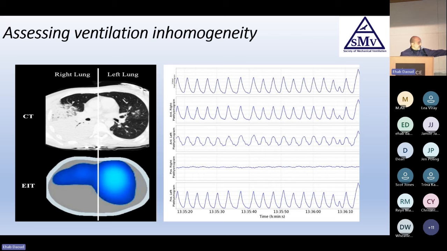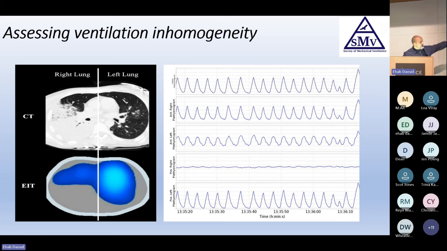If you look at the left lung, this is actually an index of efficiency. The left lung is getting most of the tidal volume. So there is over distension in this lung. Whatever we're doing with this patient, in the left lung we're over distending it, causing injury. So we're doing a double hit.